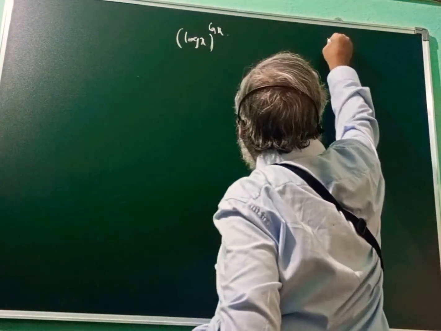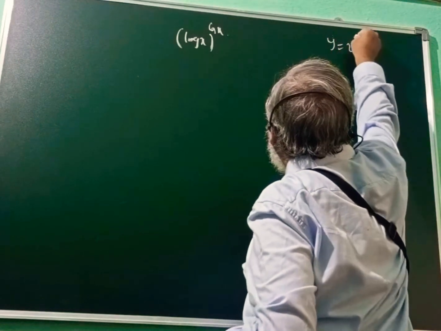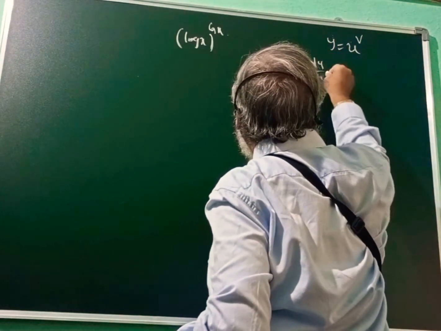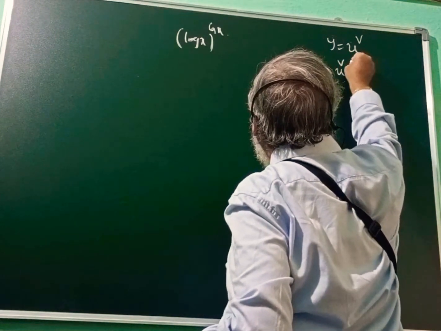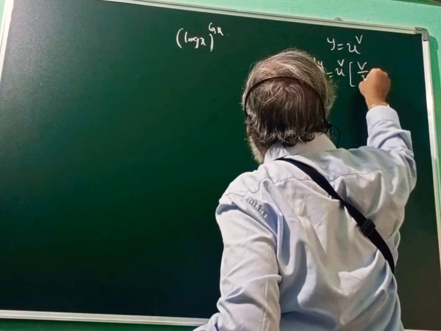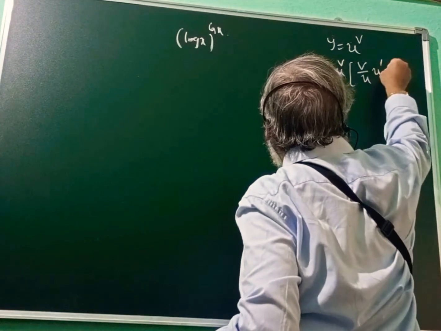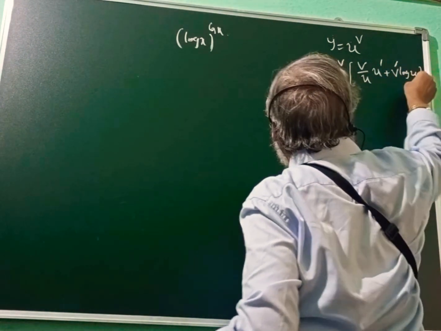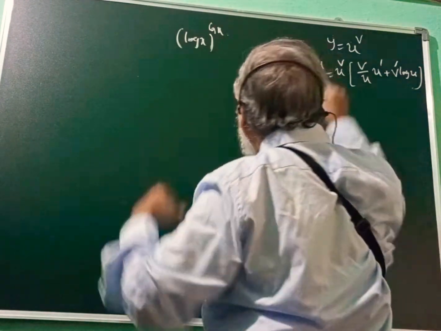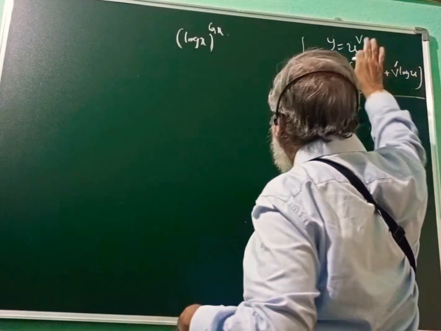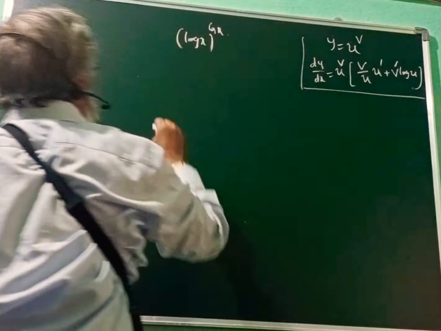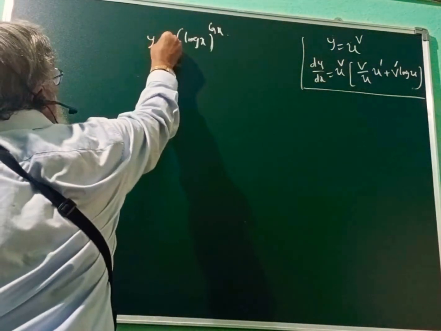Let me write the formula. Y is equal to u raised to v, then dy by dx is equal to u raised to v into (v by u into u dash plus v dash into log of u). That formula, we remember it every time. Let it be written here for the simplicity sake, and immediately you can recognize. So y is equal to this.